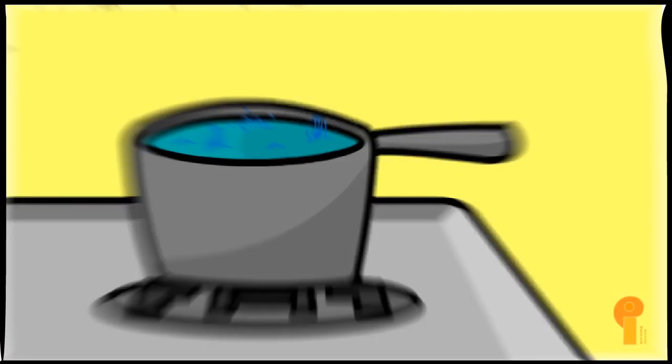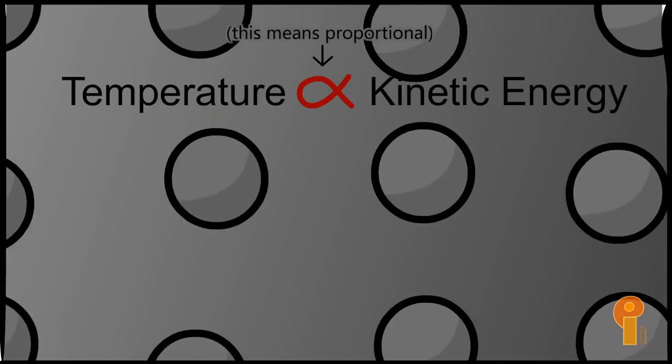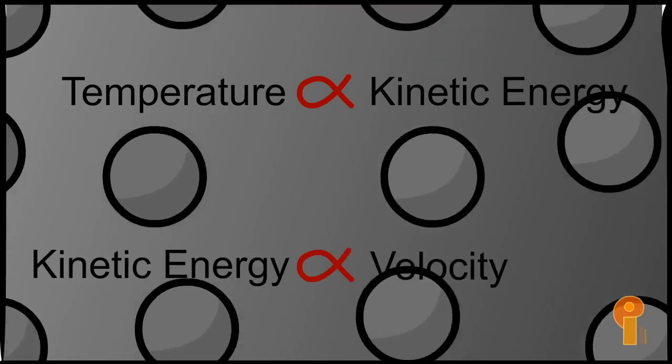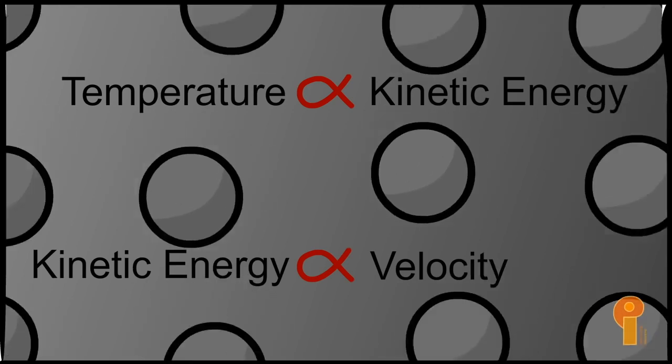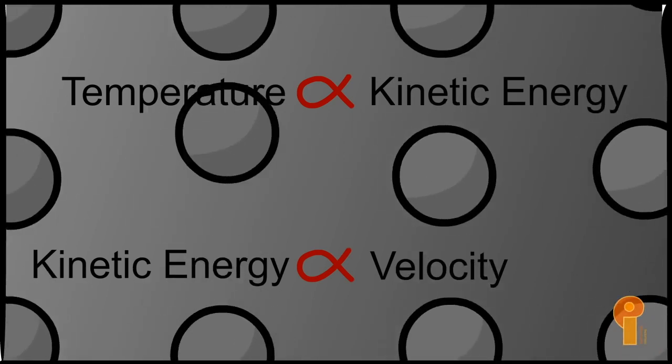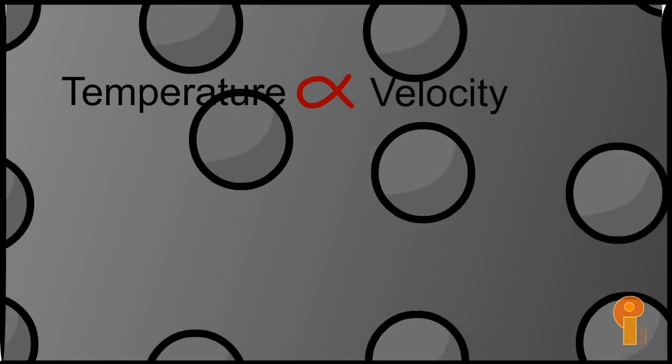The temperature of an object is directly proportional to the kinetic energy of the molecules that compose it. Likewise, the kinetic energy of a molecule increases along with the velocity of the molecule. Therefore, the faster the molecules are moving, the hotter the object is.